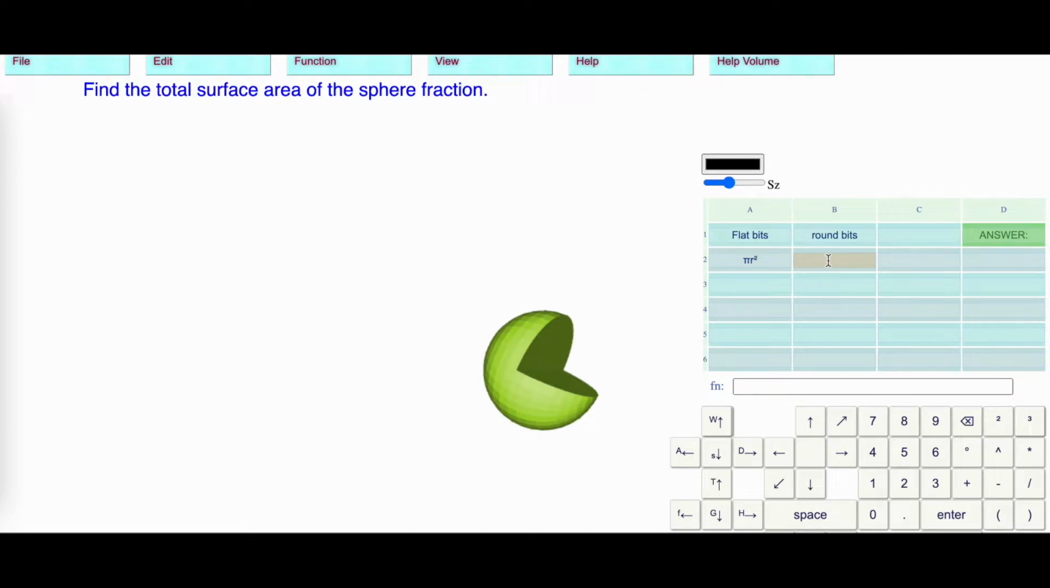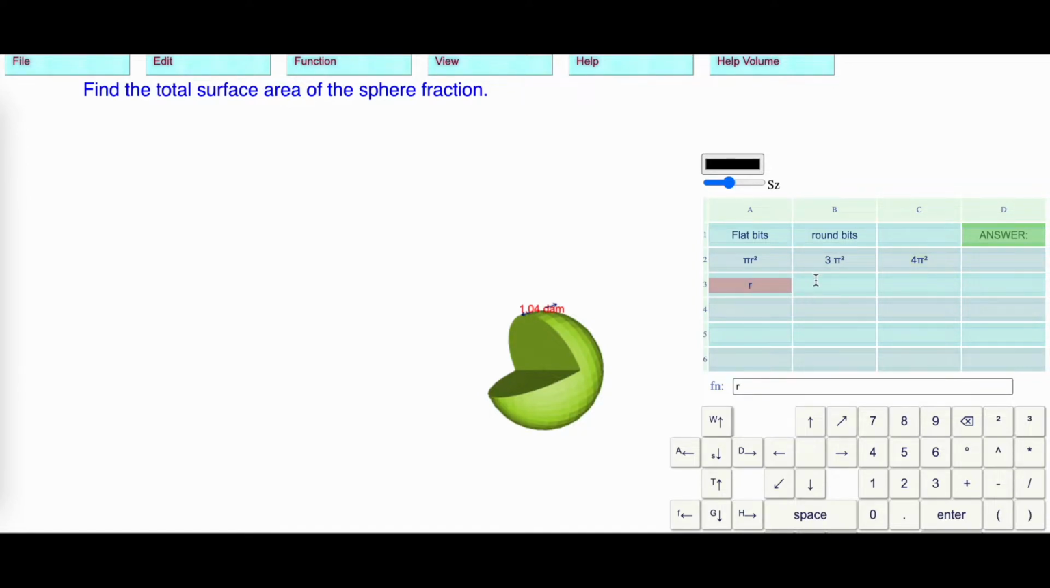For the round bits, I know that a full sphere is 4 pi r squared. We have 3/4 of this. So 3/4 of 4: you're dividing by 4, then multiplying by 4. They're going to cancel each other out, and you're going to get 3 pi r squared. It's pi r squared plus 3 pi r squared, so the total surface area is going to be 4 pi r squared.